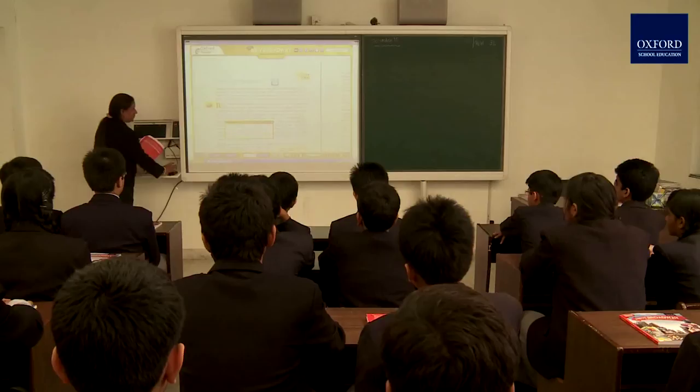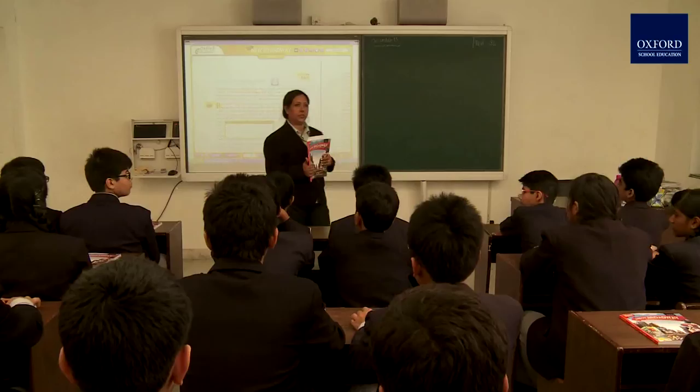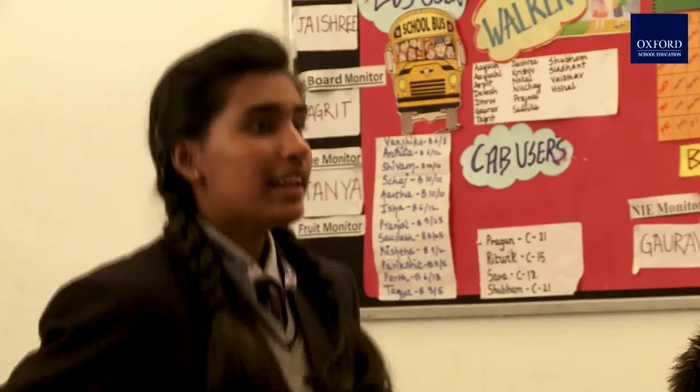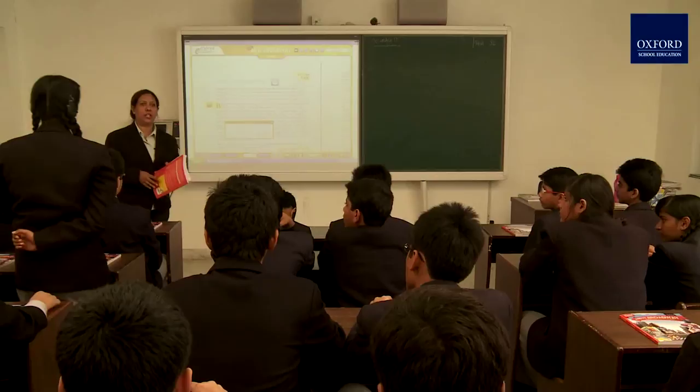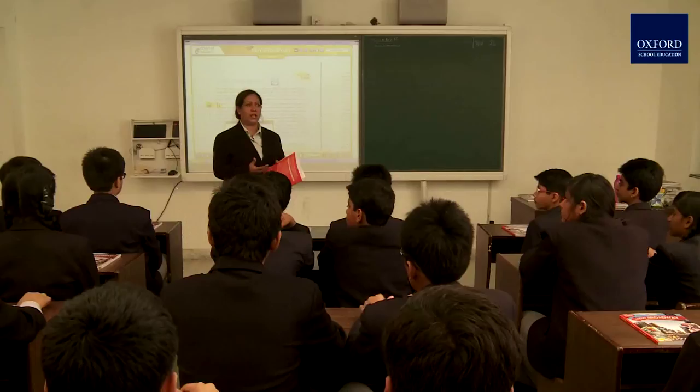Can you guess what the lesson is all about after listening to the first paragraph? Yes, Rupanshi? The lesson is about the great Emperor Ashoka and the war of Kalinga. That was a lovely answer. Okay, do you think Ashoka will be full of remorse after witnessing such death and destruction?